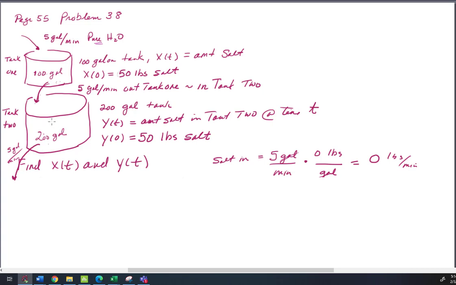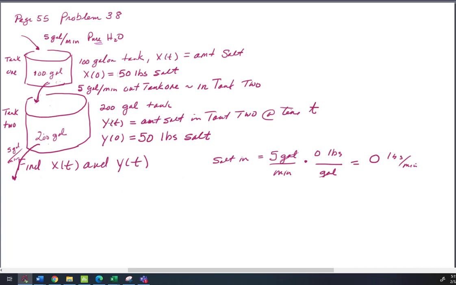And something very similar is happening down here. I'm taking water out of tank 1 and putting it into tank 2. It comes out of tank 1 at 5 gallons per minute, and so the input into tank 2 is water at 5 gallons per minute. Now it's not pure water, it's a brine, because tank 1 initially, this is an initial condition, had 50 pounds of salt dissolved in 100 gallons of water. So it's not pure water that comes out, it's a brine.